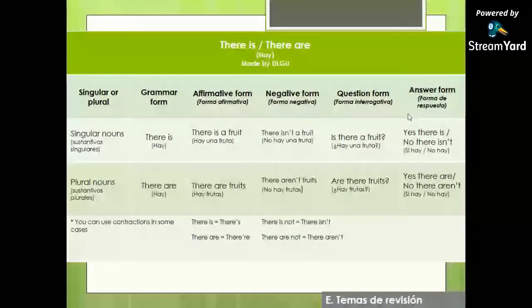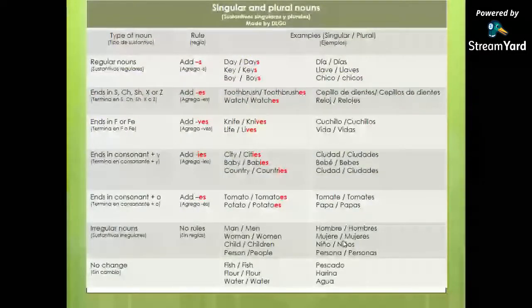For plural nouns, we use there are. There are fruits. Or maybe there aren't fruits. You see the plural, because we add an S at the end. Are there fruits? And we can answer, yes, there are. Or in a negative form, no, there aren't. Also remember that you can use some contractions. For example, there's for there is, there are, there isn't for there is not, and there aren't for there are not. And in this way, we need to check the singular and plural nouns.